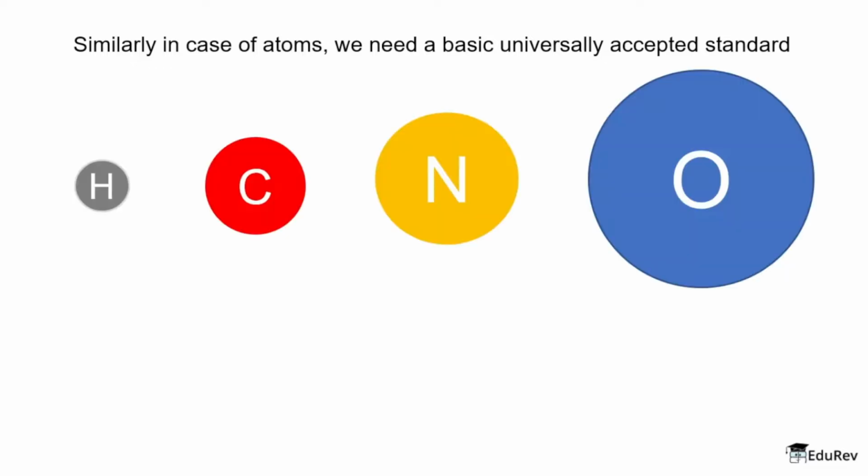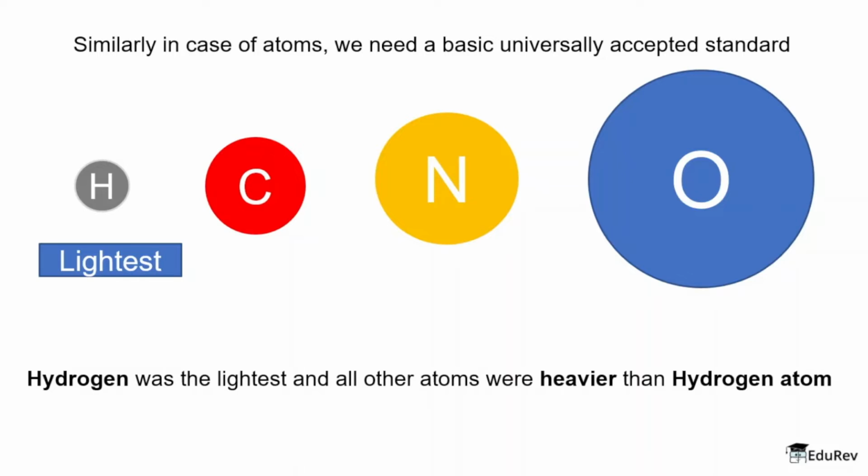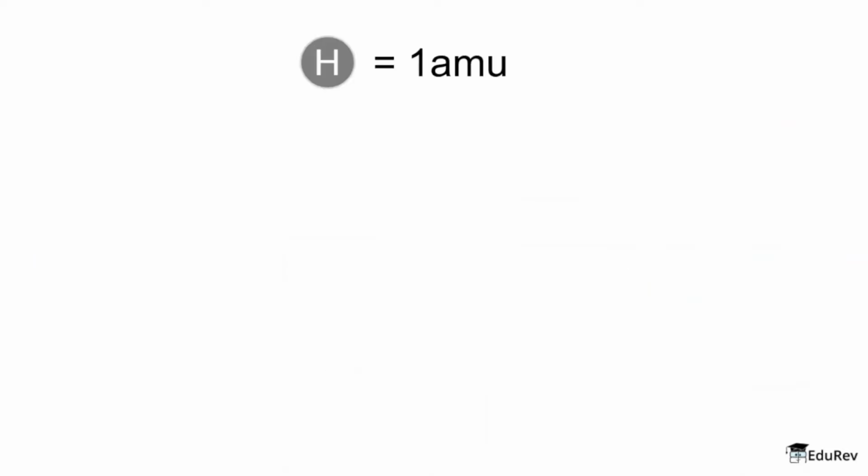Now scientists did not know the mass of atoms, right? But they knew one thing, that hydrogen is the lightest of all the atoms. They knew that atoms exist. They knew that different elements have different atoms, but they also knew that hydrogen is the lightest of them all. And because of that, hydrogen was chosen as the standard for measuring the masses of different atoms. So because hydrogen was the lightest of all the atoms and all the atoms were heavier than the hydrogen atom, hydrogen was arbitrarily given the number 1 atomic mass unit.